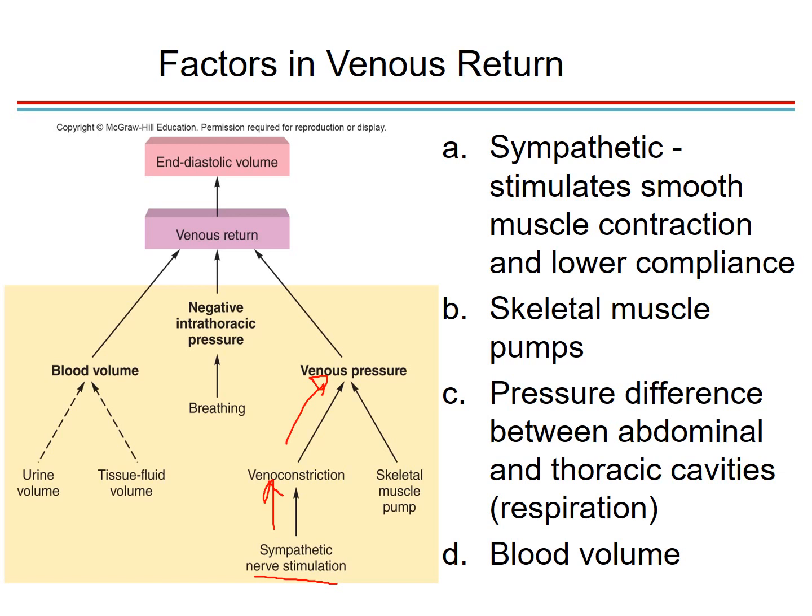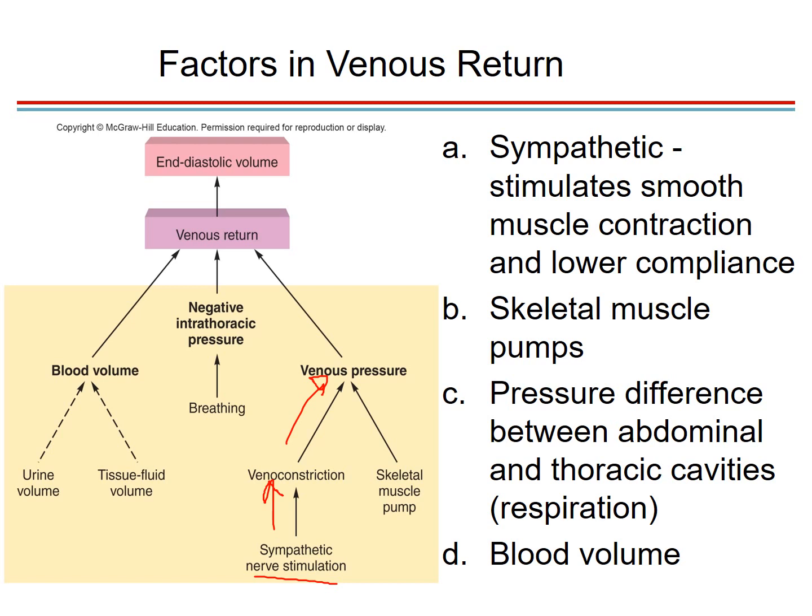So another factor are going to be skeletal muscle pumps that we find within the veins, and so these are going to squeeze the veins during muscular contraction. And then the third one is pressure differences between the abdominal and thoracic cavities. And so contraction of the diaphragm during inhalation is going to increase that thoracic volume and decrease abdominal volume. And so thus creating higher pressure, and it's going to favor blood flow from the abdomen to the thoracic veins.